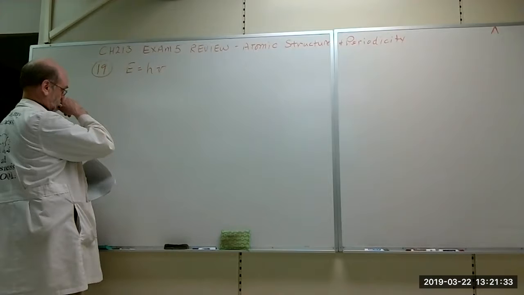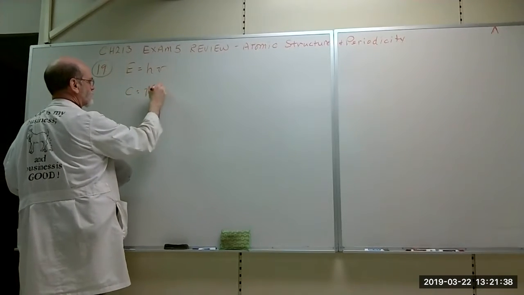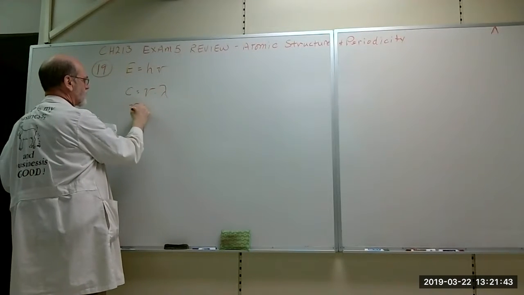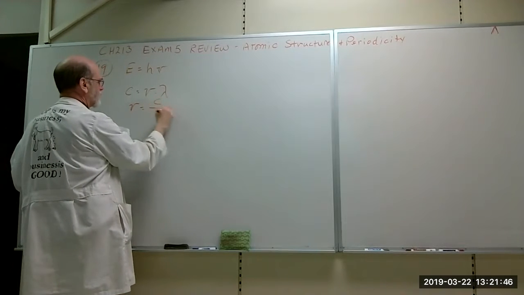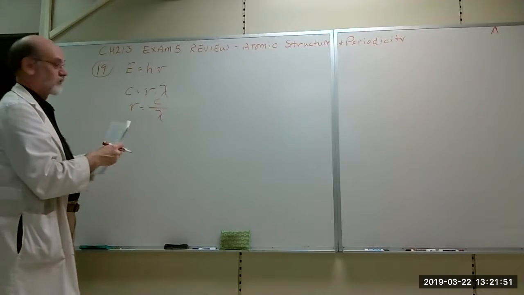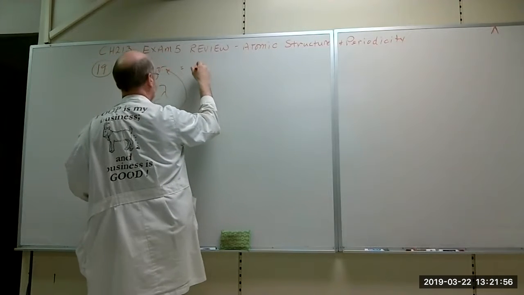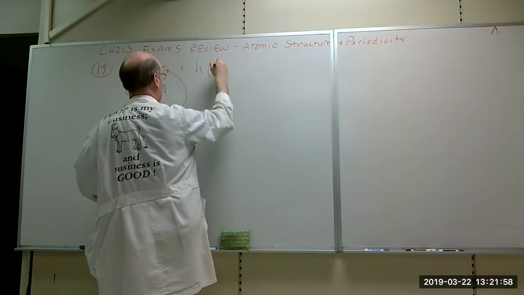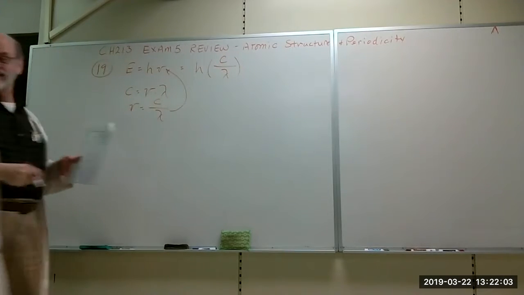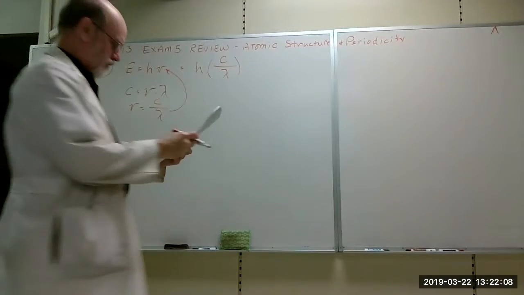So remember the conversion, c equals frequency times lambda. So frequency is equal to c divided by lambda. Okay? So we just substitute that in here, and that gives us energy equals Planck's constant times speed of light divided by lambda. Okay? Planck's constant, I probably got it right here.